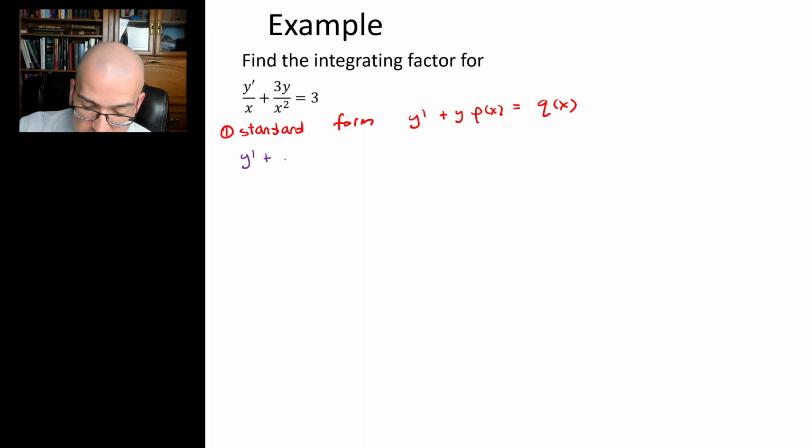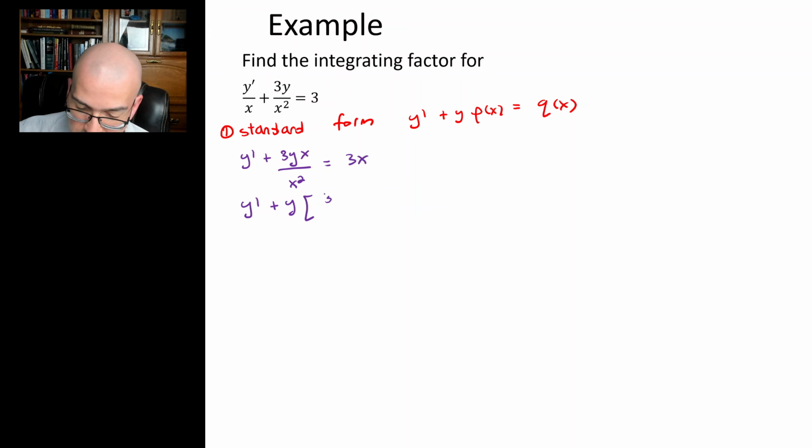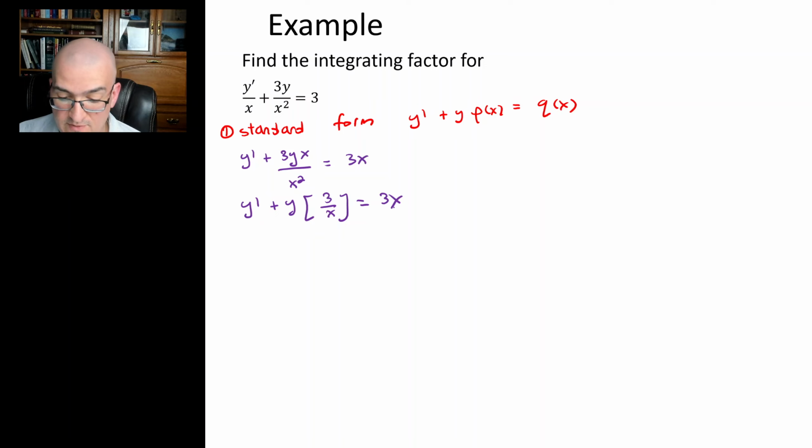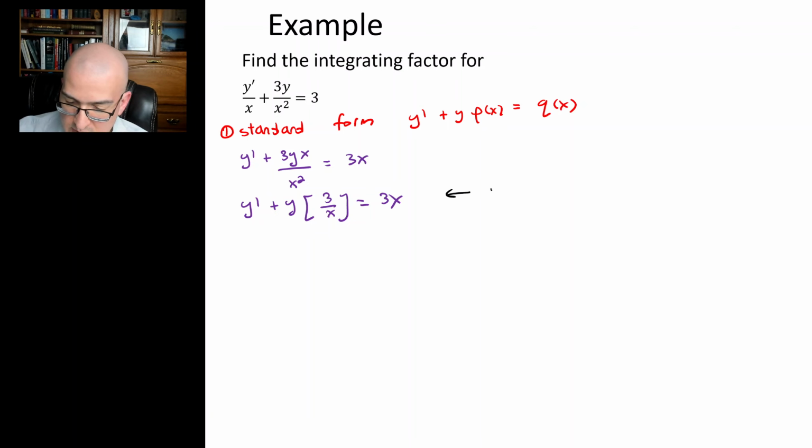So y prime plus 3yx over x squared is equal to 3x. And then cancel the x on top and bottom of the second term there. So y prime plus y times 3 over x is equal to 3x, simplifying, factoring the y out front. Now this is standard form. So p of x is equal to 3 over x, q of x is equal to 3x.